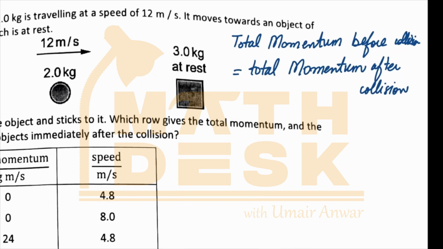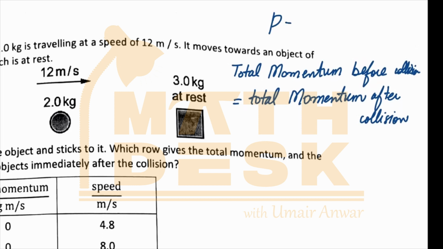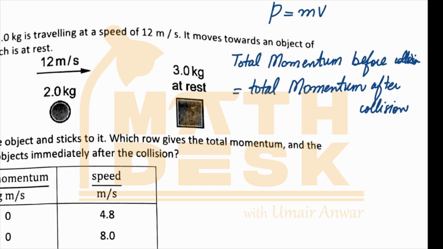So to find the answer, we would be using the principle of conservation of momentum, which says total momentum before collision should be equal to the total momentum after collision. Momentum, as we know, is the product of mass and speed. So for the momentum before collision, we have the first mass with its initial speed, the second mass with its initial speed. Their sum would be equal to the product of the first mass and the final speed plus the product of the second mass and the final speed.